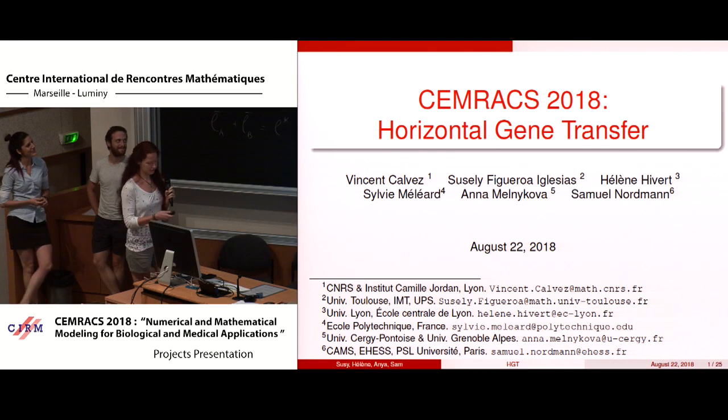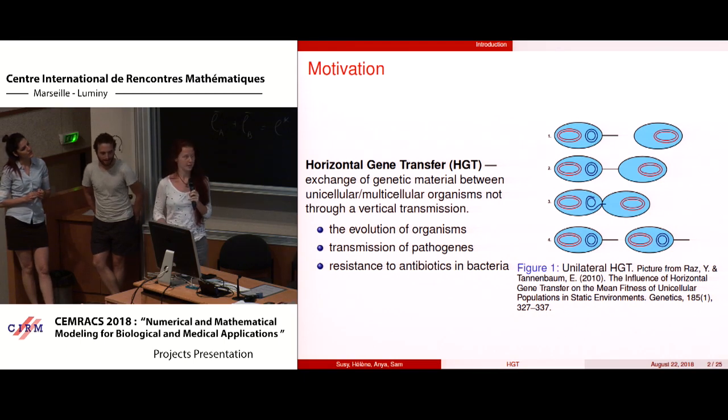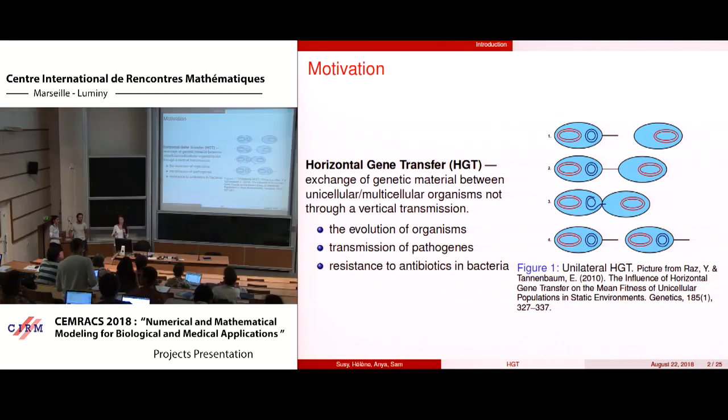So our project is about horizontal gene transfer, and just a few words about what it is. Formally speaking, it's exchange of genetic material which happens not through vertical transmission, that is from parents to offspring, but just due to exchange of material between living organisms.